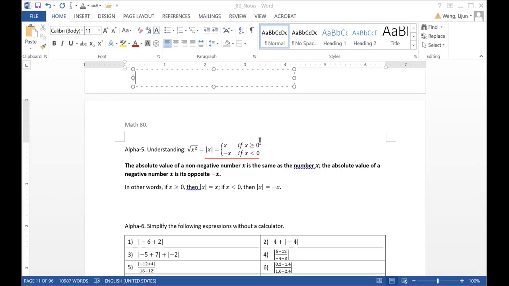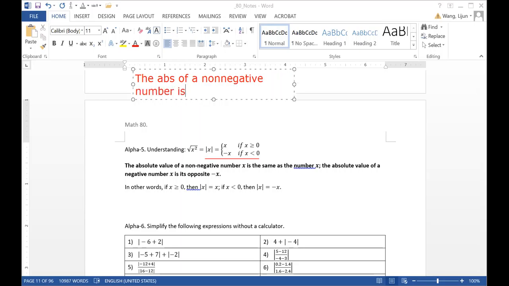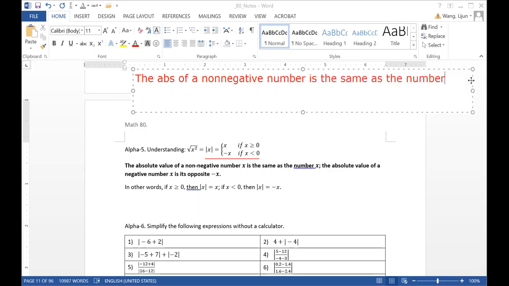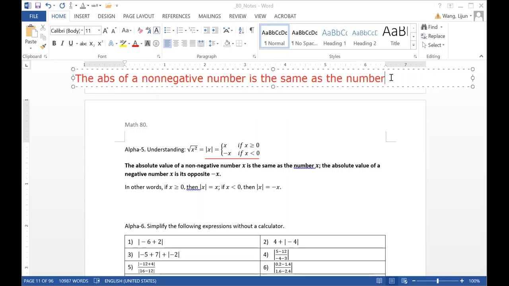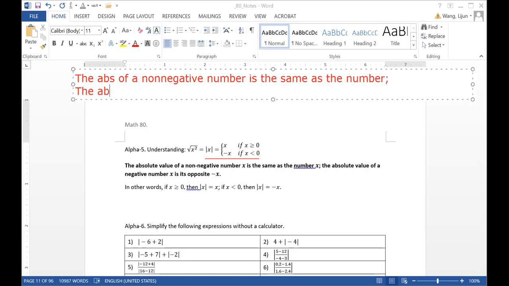The first branch says the absolute value of a non-negative number is the same as the number. And the absolute value of a negative number is its opposite.